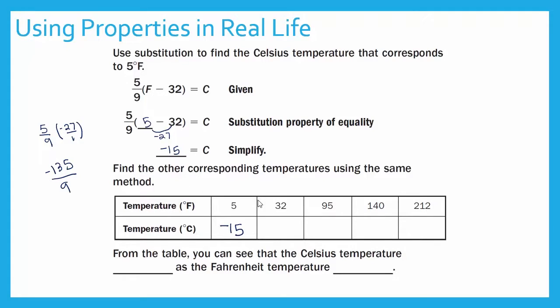We can find the remainder of the Fahrenheit conversions by plugging it into this equation and following the same procedure. So 32 degrees Fahrenheit gives me 0 degrees Celsius. 95 degrees Fahrenheit gives me 35 degrees Celsius. 140 degrees Fahrenheit gives me 60 degrees Celsius. And 212 degrees Fahrenheit gives me 100 degrees Celsius. From the table, you can see that the Celsius temperature increases as the Fahrenheit temperature increases.